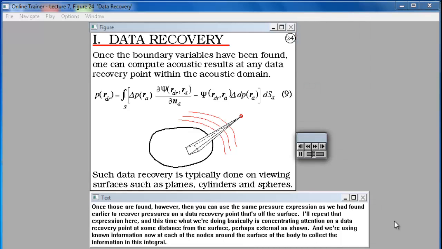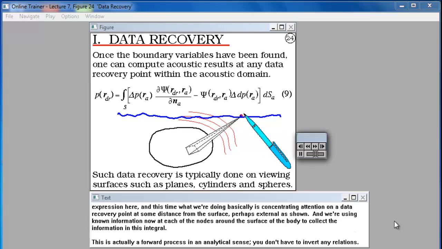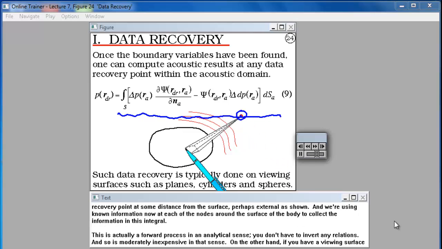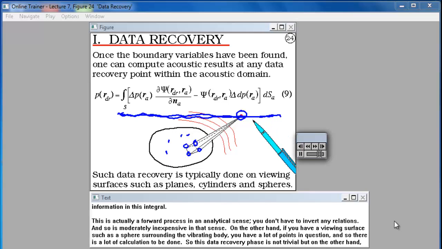I'll repeat that expression here, and this time what we're doing basically is concentrating attention on a data recovery point at some distance from the surface, perhaps external as shown, and we're using known information now at each of the nodes around the surface of the body to collect the information in this integral. This is actually a forward process in an analytical sense. You don't have to invert any relations. And so it is moderately inexpensive in that sense.